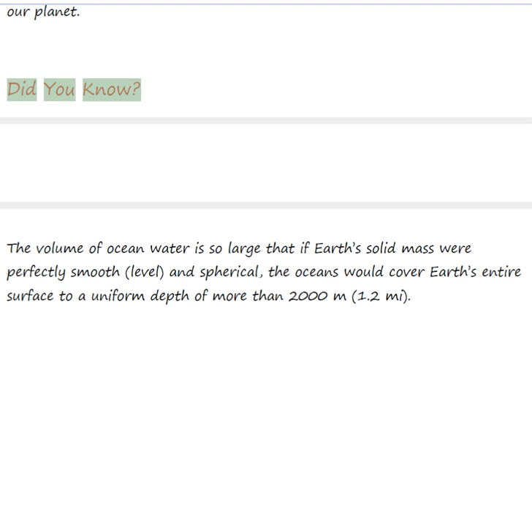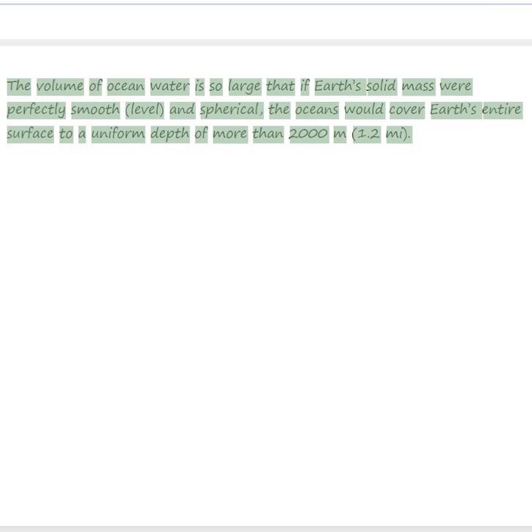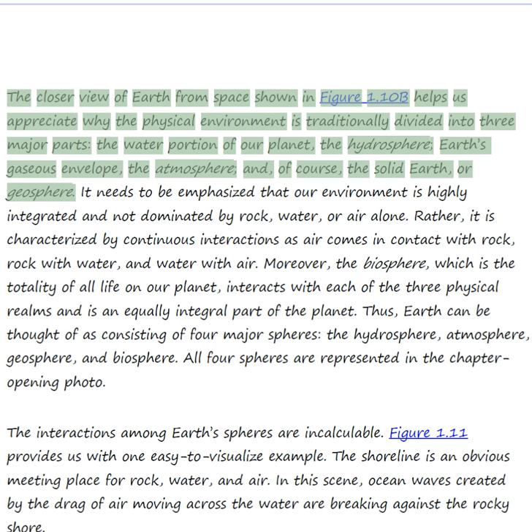Did you know? The volume of ocean water is so large that if Earth's solid mass were perfectly smooth and spherical, the oceans would cover Earth's entire surface to a uniform depth of more than 2,000 m. The closer view of Earth from space shown in Figure 1.10b helps us appreciate why the physical environment is traditionally divided into three major parts: the water portion of our planet, the hydrosphere, Earth's gaseous envelope, the atmosphere, and, of course, the solid Earth, or geosphere.